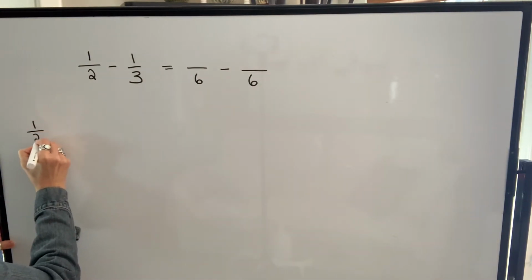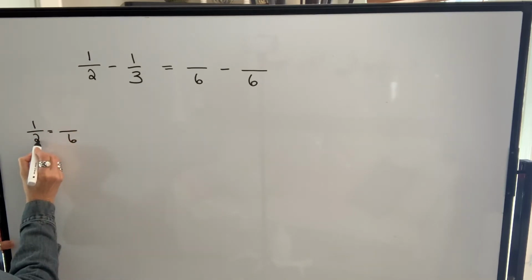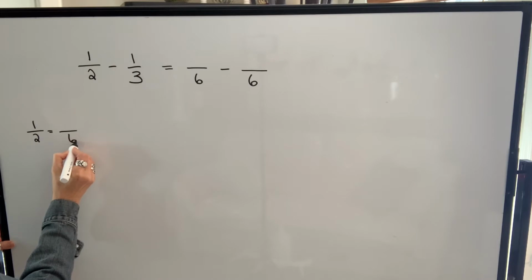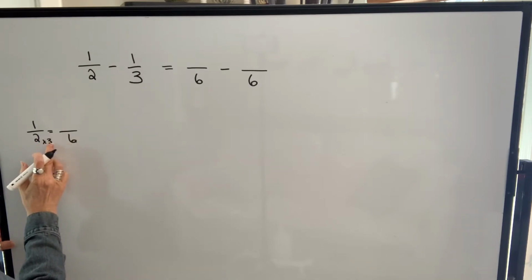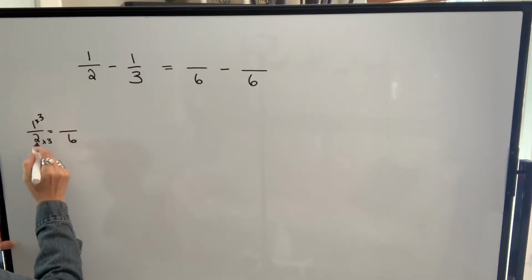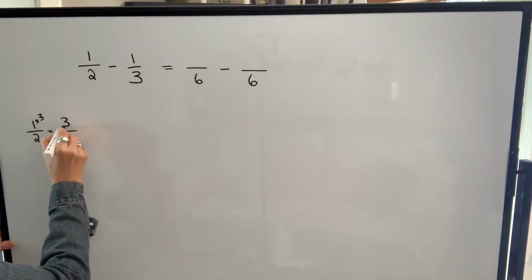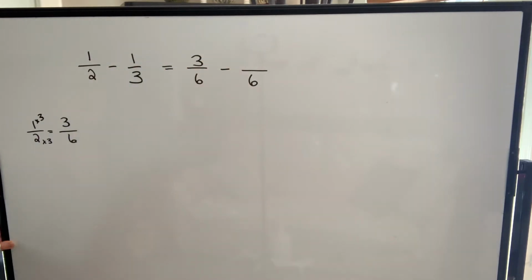In order to change to equivalent fractions, you look to see what you need to multiply your denominator by to get your new denominator. In this case, we need to multiply by 3. And whatever you multiply your denominator by, you must multiply your numerator by exactly the same number. So 1 times 3 is 3. So 1/2 will be equivalent to 3/6.